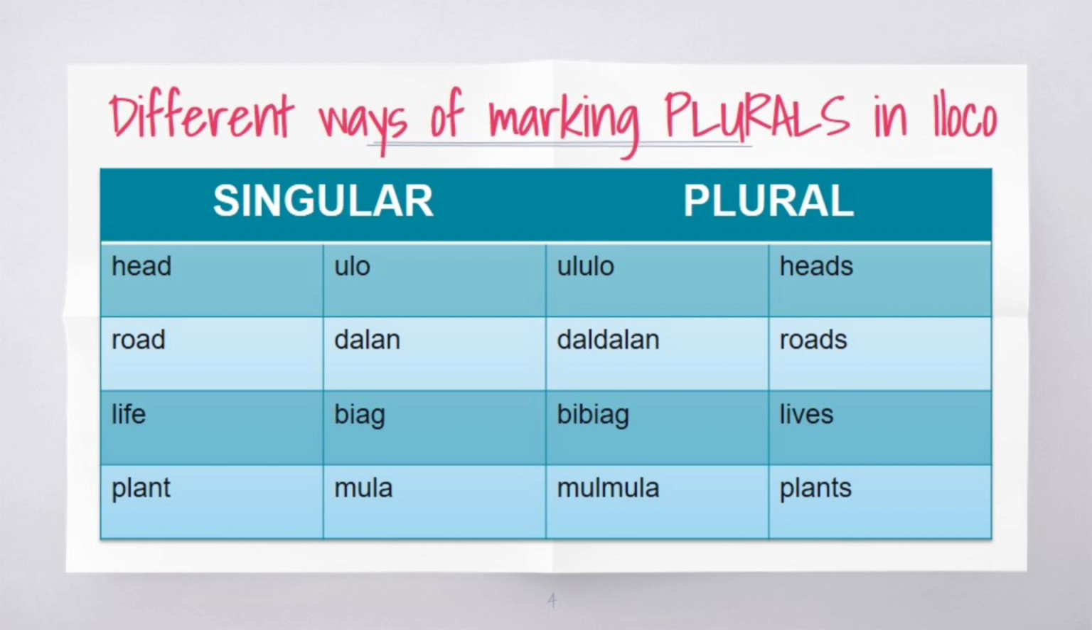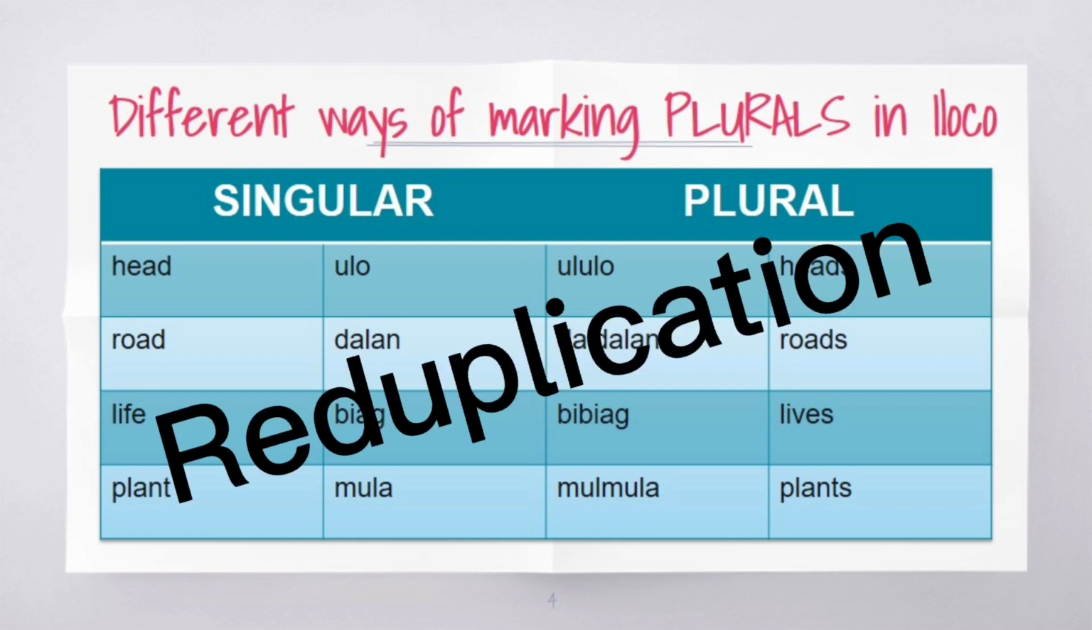What did you observe? Yes, there seems to be a repetition of the first part of the singular form. When the first part is b in the singular, the plural begins with this form repeated, bb. The process involved here is technically known as reduplication, that is repeating all or part of a form.